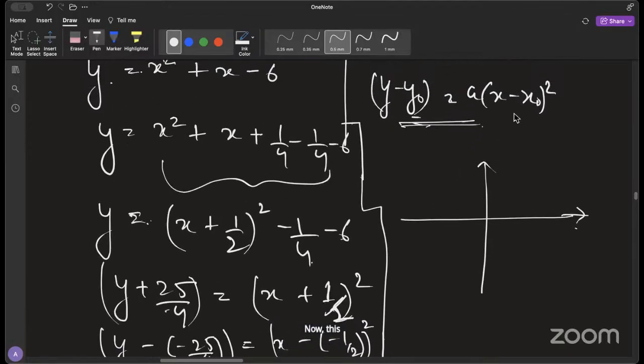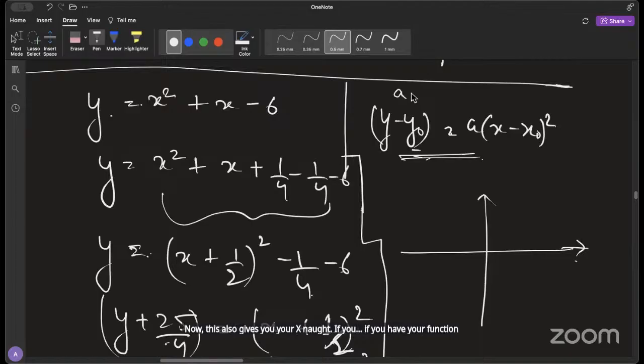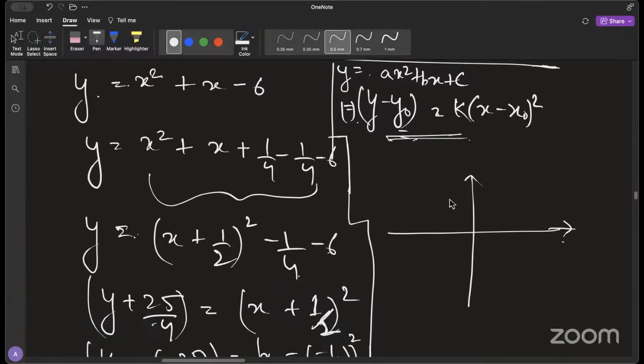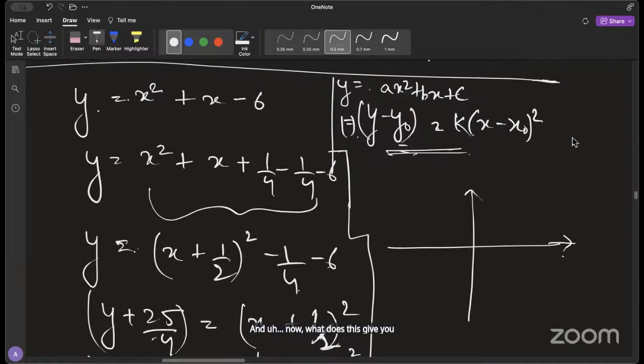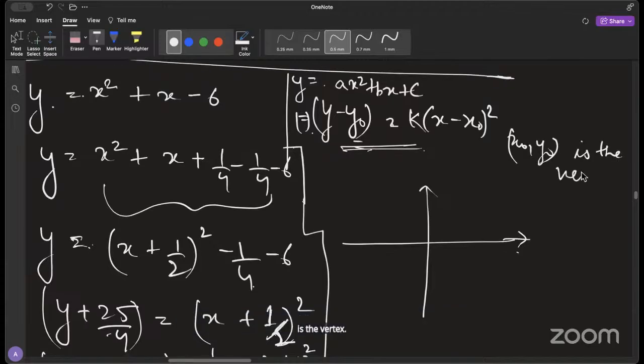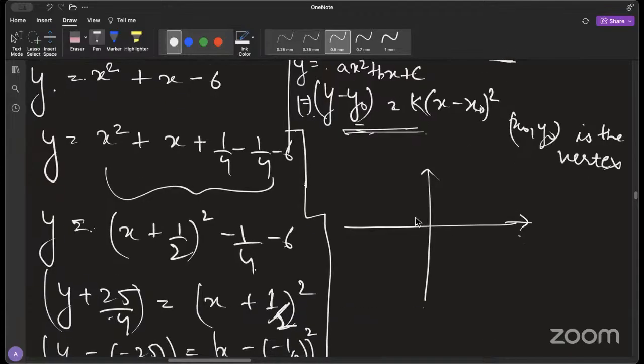Now this also gives you your x naught if you have your function, because I know every function of this form, y equals ax square plus bx plus c, can be written in this format. And now what does this give you? In this case your x naught, y naught is the vertex. So if you can write the quadratic function in this format, which you can for every quadratic function, then x naught, y naught gives you the vertex. So you can just quickly draw the graph.